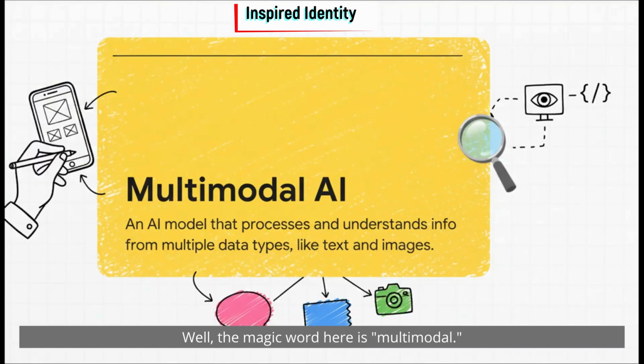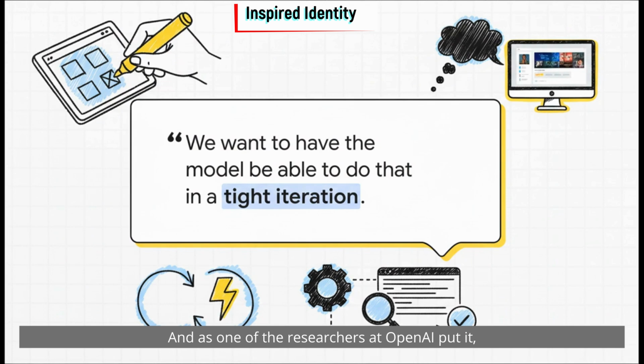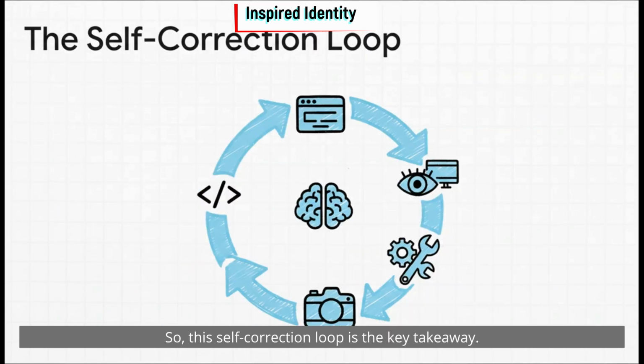Well, the magic word here is multimodal. All that really means is that the AI can understand different kinds of information at the same time. It's not just looking at text, it's looking at the text and the image and putting them together to get the full picture of what you want. And as one of the researchers at OpenAI put it, the whole point is to create a tight iteration loop. Basically, they want the model to do exactly what a good engineer does. Code something, look at it, see what's wrong, fix it, and repeat. Really, really fast.